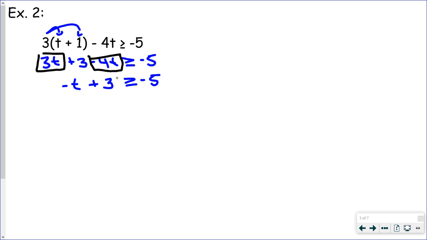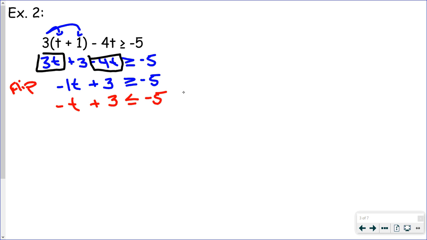Okay, now let's decide whether or not we need to flip the inequality. And again, the question is: is the variable being multiplied or divided by a negative number? And the answer is yes, because there's really a 1 written in front of the t, a 1 in front of the t that's not written. So this is really negative 1 times t. Because of that, this is one where I need to flip the inequality. So I'm going to rewrite this as negative t plus 3 less than or equal to negative 5.